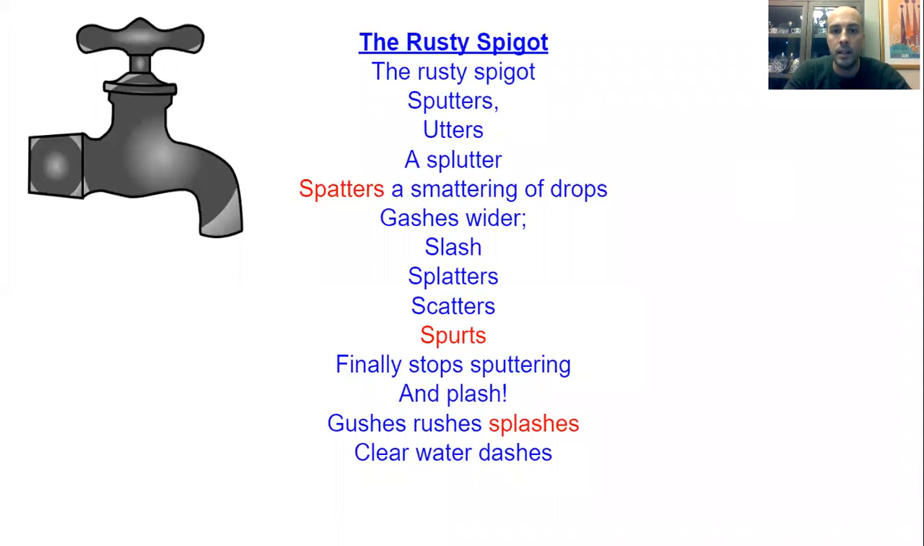The rusty spigot sputters, utters, a splutter, spatters, a smattering of drops, gashes wider, slash, splatters, scatters, spurts, finally stops sputtering, and plash, gushes, rushes, splashes, clear water dashes.